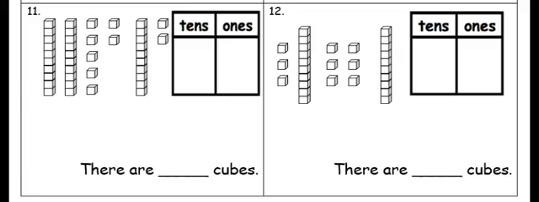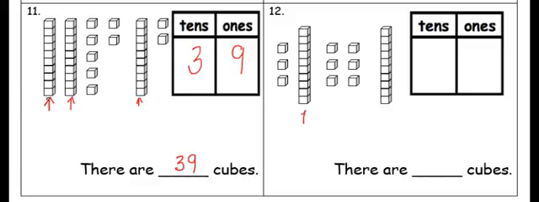Here's another example. This time we're using cubes. I'm going to look for my groups of 10 first. So I have a group of 10 here, and another one here, and then one more here. That means I have 3 groups of 10. Looking at my separate cubes, I have 5, 6, 7, 8, 9 separate cubes. So that means I have 9 ones. 3 tens and 9 ones make 39. There are 39 cubes.